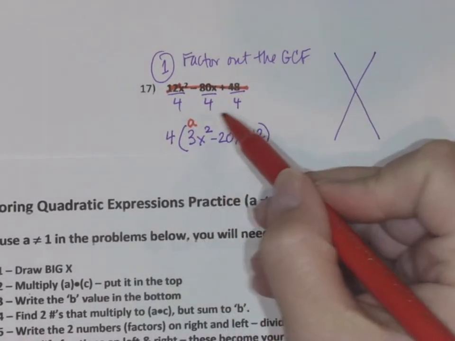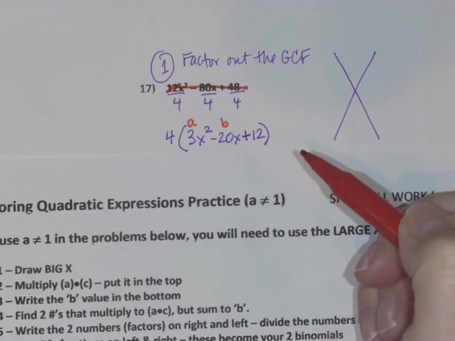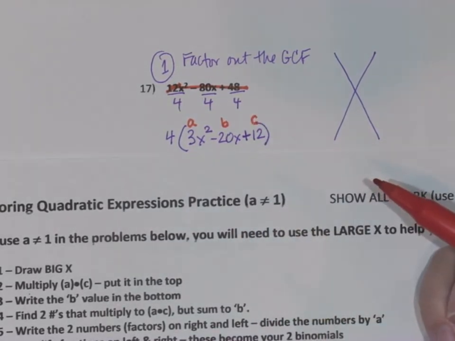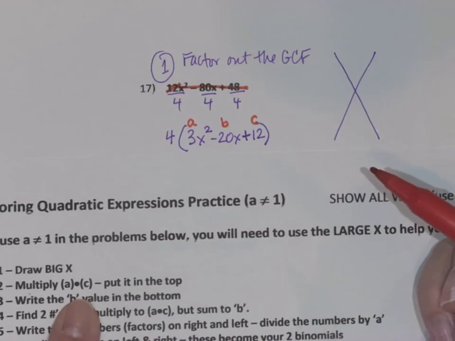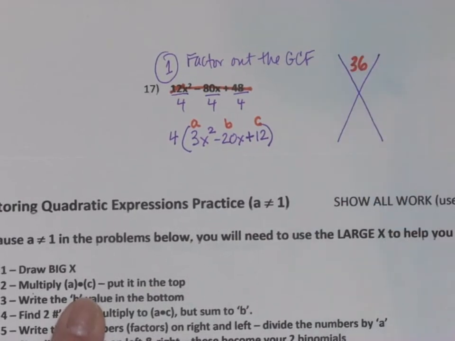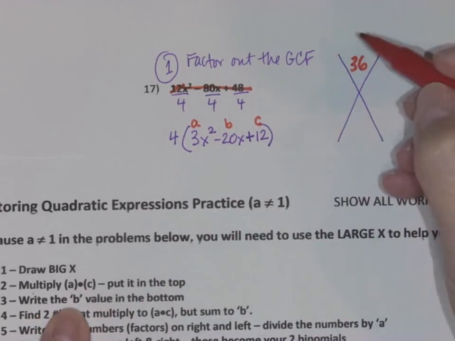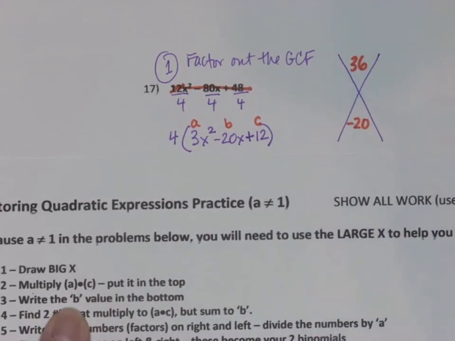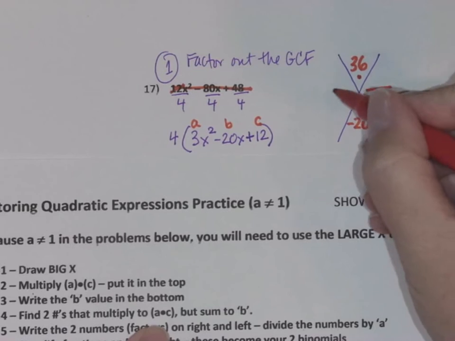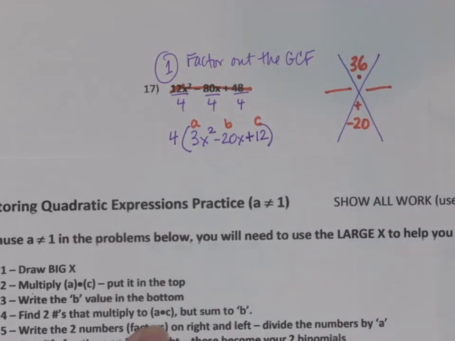Right now our a value is this 3, the b value is the negative 20, and the c value is the 12. Okay, so a times c is going to get me positive 36 in the top. The b value is negative 20. That goes in the bottom. You have to write two numbers that multiply to this number. Remember, multiply is this one and add is this one. So two numbers that can fulfill these.